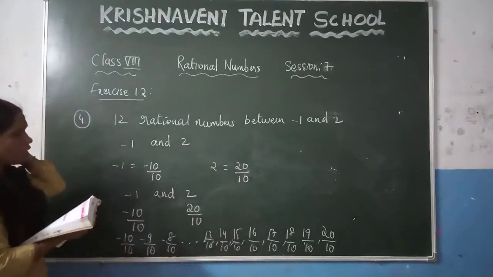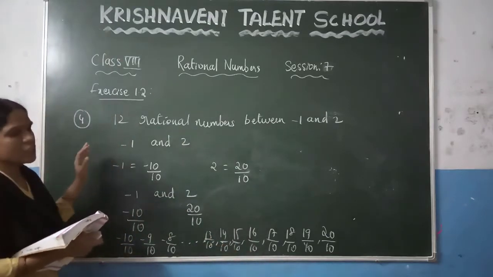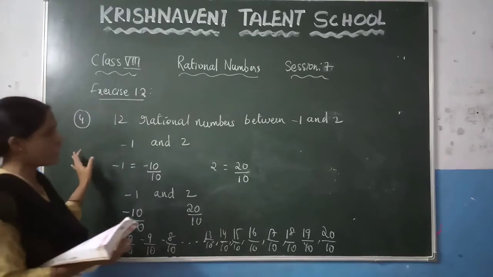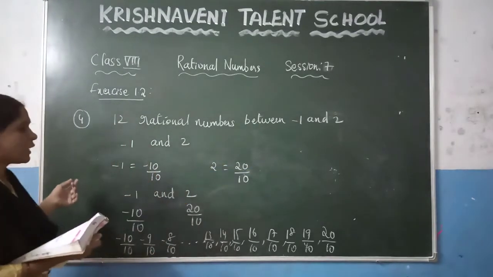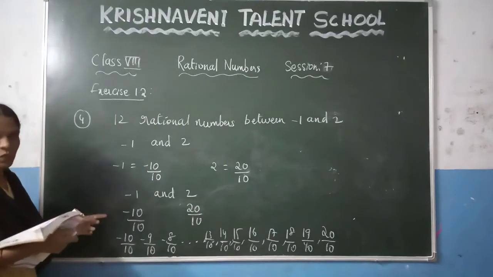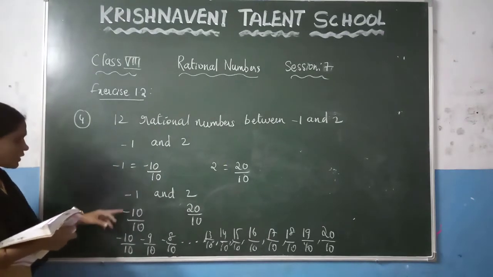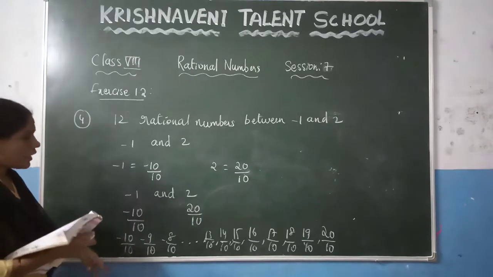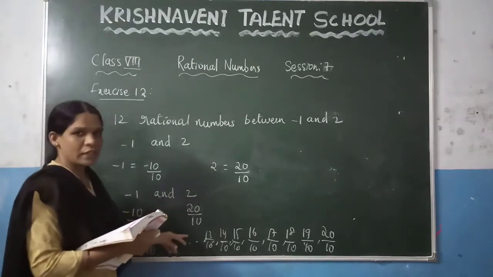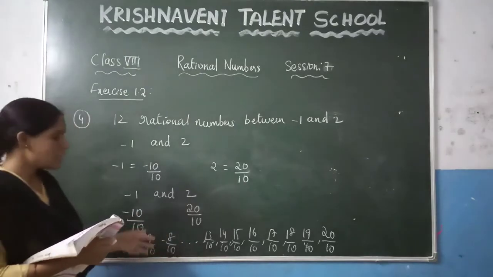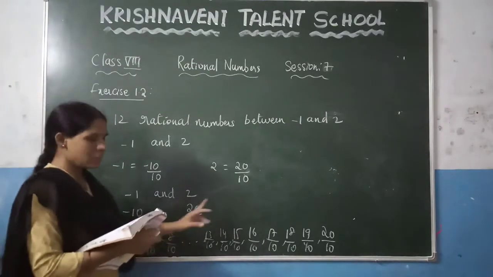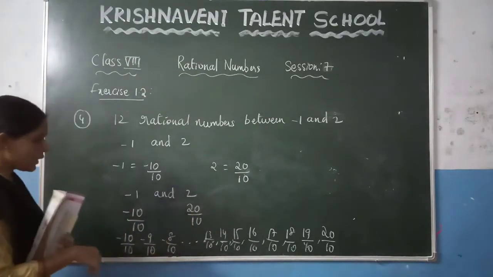To solve this question, you just need to check what numbers are given. Here the numbers given are minus 1 and 2. You need to write minus 1 and 2 in the form of a fraction. You can write minus 1 as minus 10 by 10 and 2 as 20 by 10. Between these two numbers, you need to write 12 rational numbers that lie between minus 10 by 10 and 20 by 10. You can write any numbers.